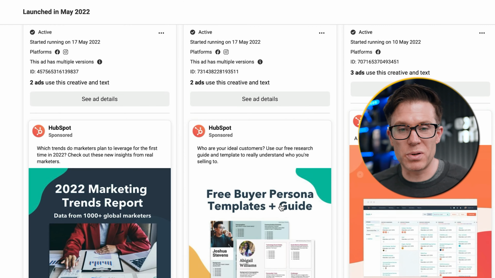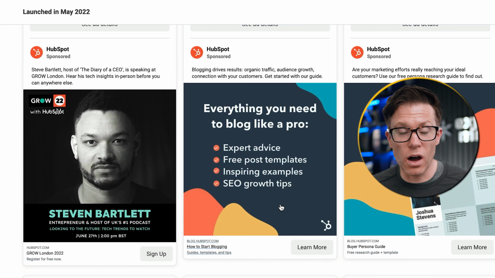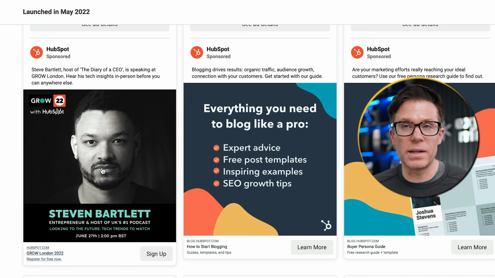Then we've got these buyer personas, these templates, these downloadable guides, and then we've got this stuff about coming to the event, which we can assume is localized to near the event venue.